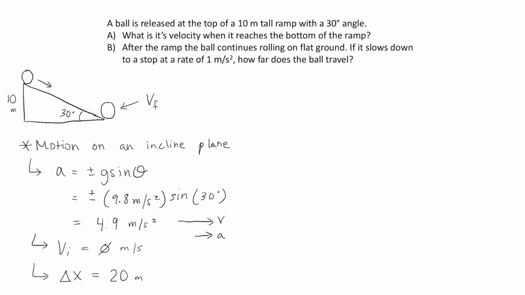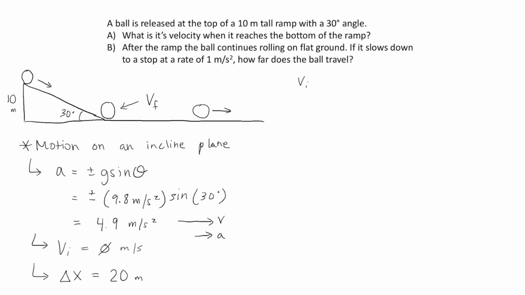Now we can move on to part B of this question, which says that after the ramp, the ball continues to roll on flat ground. And we are told it slows down at a rate of 1 meter per second squared. And we want to know how far the ball travels until it comes to a stop.